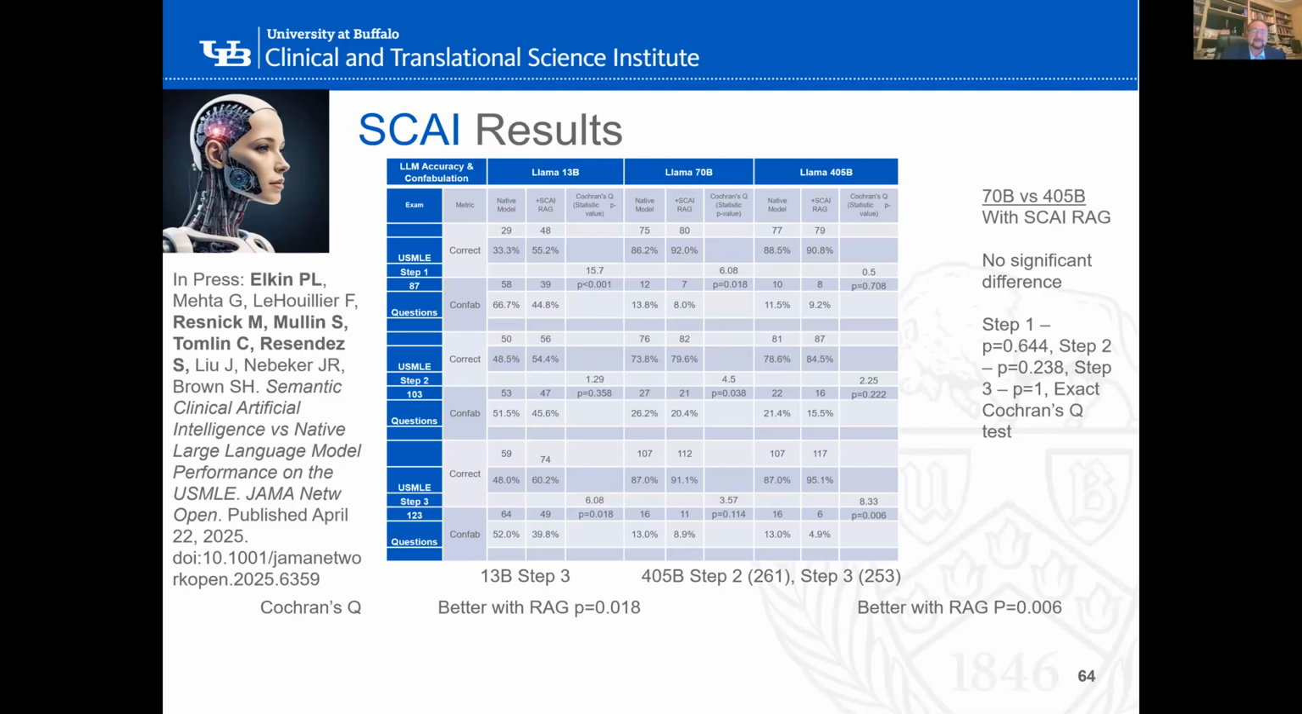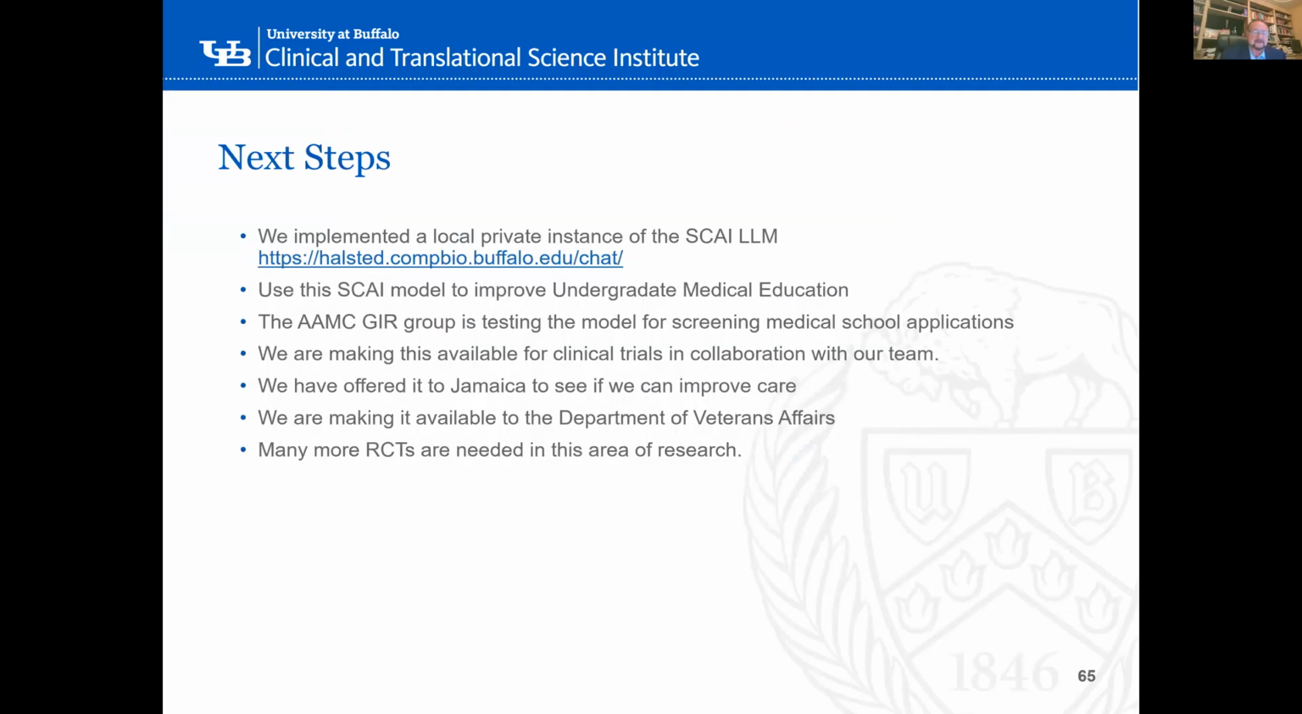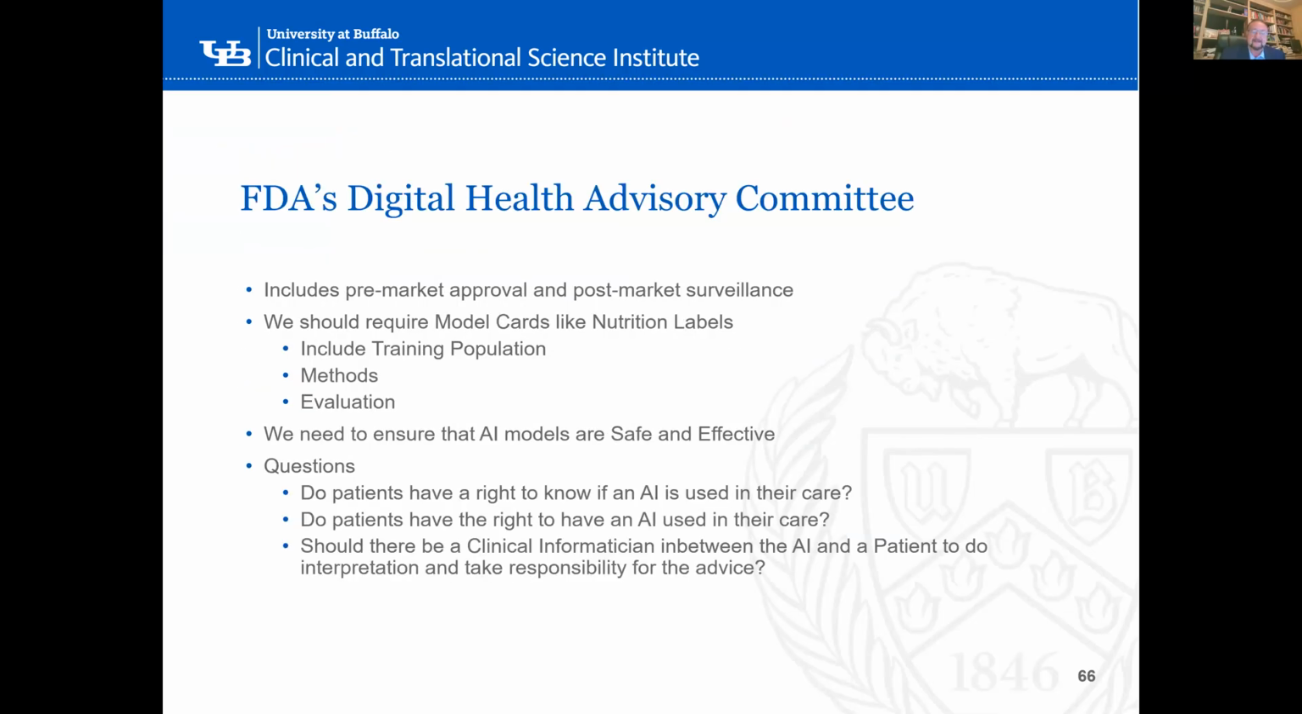The Llama 70 billion and 405 billion were not statistically significantly different. So we put up the 70 billion model, much cheaper to run for us. And now all kinds of people, 48 countries, are using it, 130 organizations in the US. The federal government's licensed it. It's up and running.